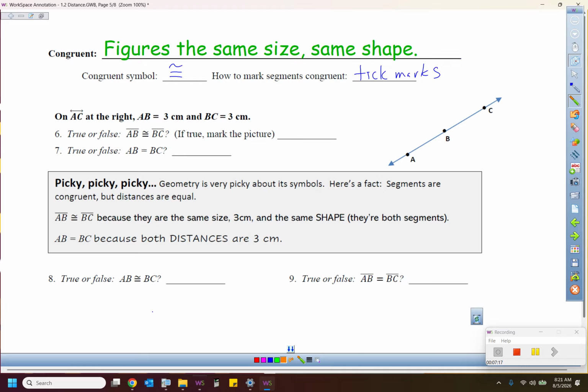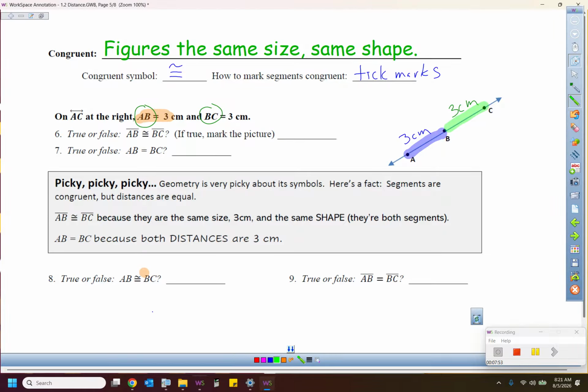All right, so on line AC at the right here, it says the distance from A to B is 3 centimeters. So we're going to learn that we're going to put everything in the picture. I know you might not like it, but it's going to make this so much easier to see what's going on. So the distance from A to B is 3 centimeters, and the distance from B to C is 3 centimeters. Do you see? Distance, distance. So then here's some true or false questions. True or false? Segment AB, this blue guy right here, is congruent to segment BC.